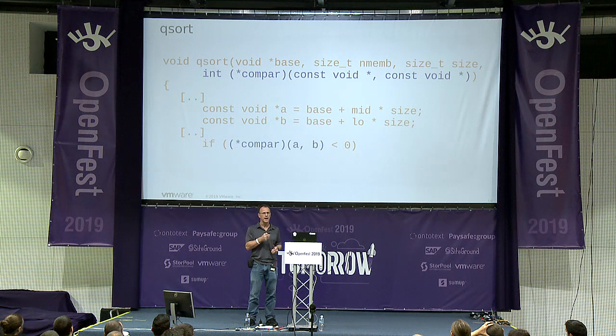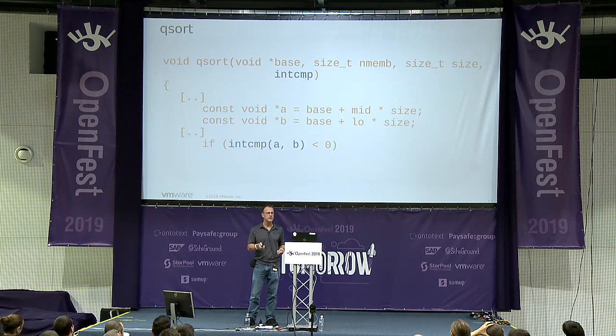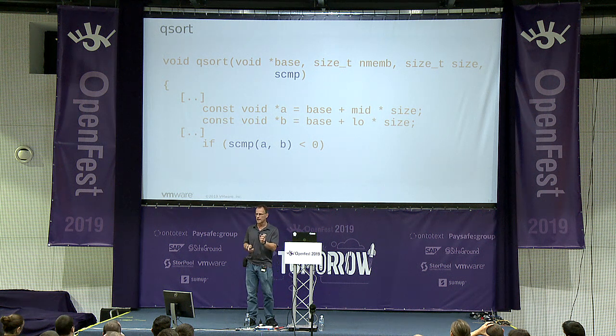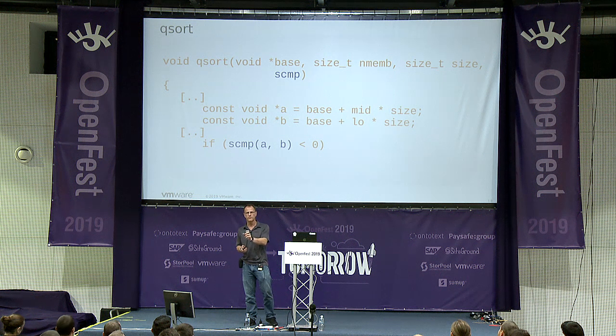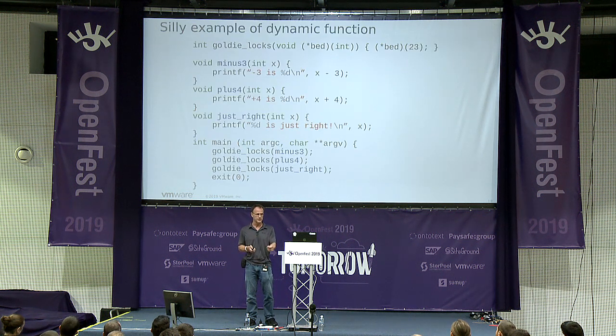You have the pointer, and you see the function is being called. Whatever I passed in is going to be called inside. So if I pass in intcompare, it's like I just had intcompare in the code. And if I pass in scompare, it's like I have scompare in the code. But again, this is a function pointer. It's not hard-coded, it's not a direct function call. And this is a big difference, and it matters for retpolines.